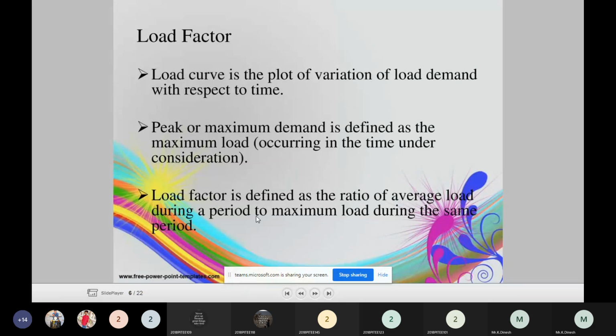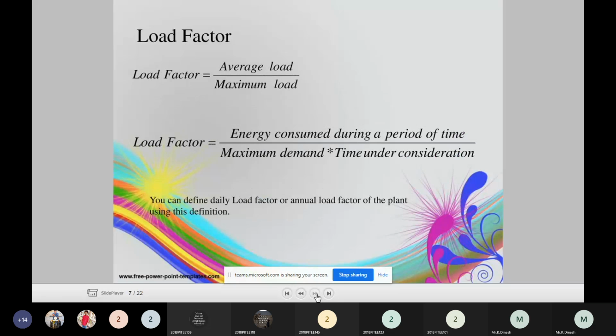These things you may have studied in your unit 1. They are fundamental things needed in economic operation. Load factor is average load by maximum load, or mathematically, energy consumed during a period of time divided by maximum demand into time under consideration. You can define your load factor on a daily or annual basis. In some cases, quarterly or half-yearly is also possible. So our utilization should be daily or annual.